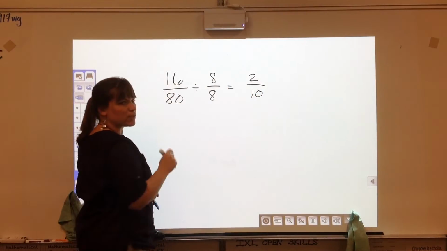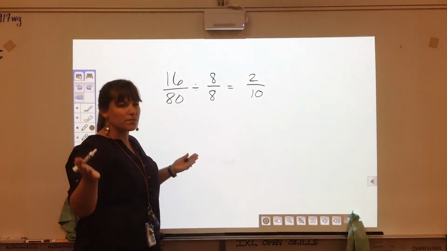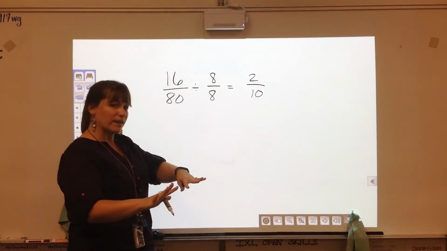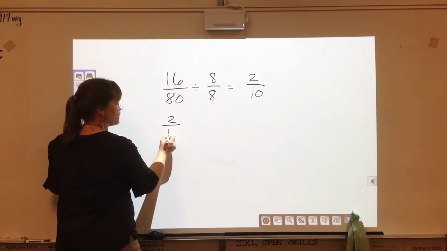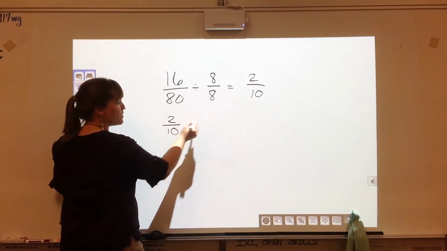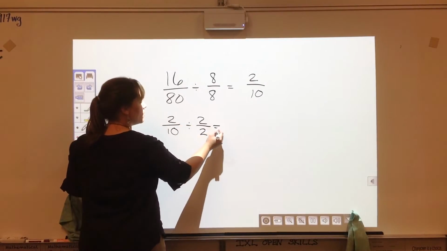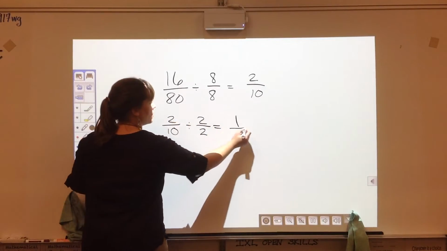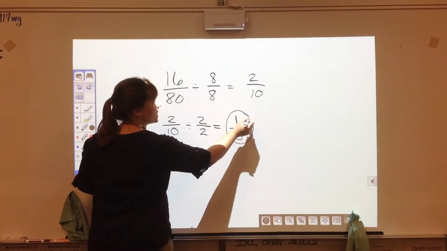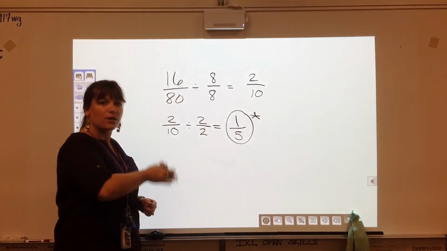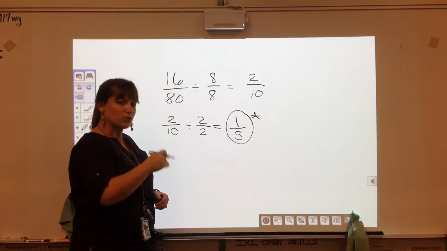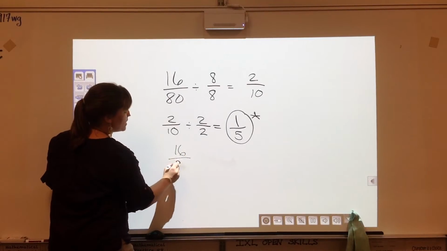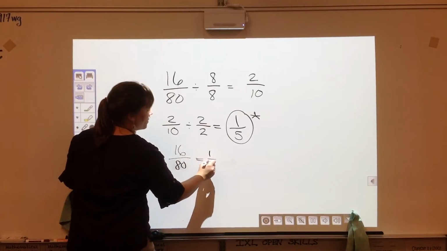But I noticed here that they're both even numbers, so I could have picked a bigger number. That's okay. We can take 2/10 and simplify again. Because they're both even, I can divide by 2 over 2. 2 divided by 2 is 1. 10 divided by 2 is 5. We have a 1 in the numerator, and the denominator is 5. This fraction is simplified down to 1/5 and we are done, which means 16/80 is the same as 1/5.